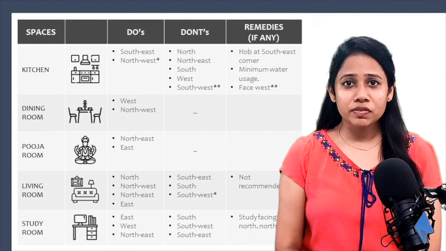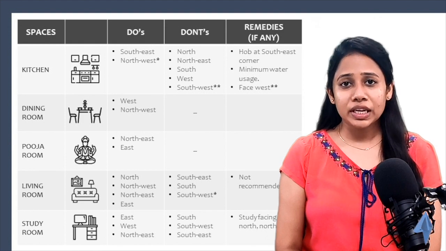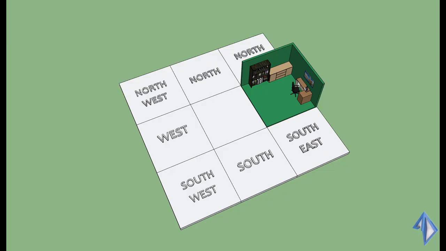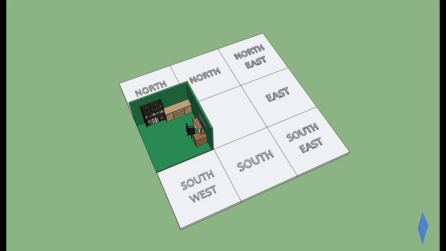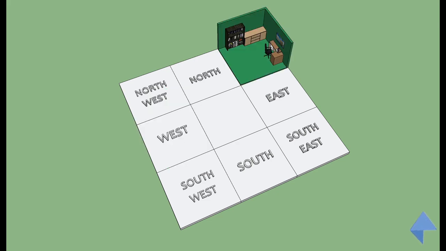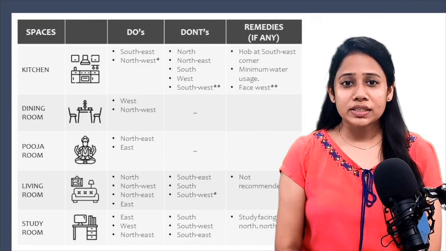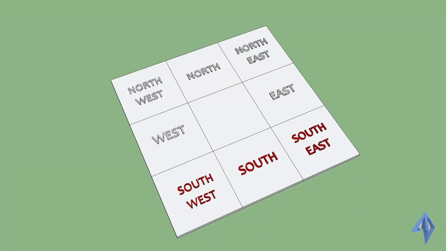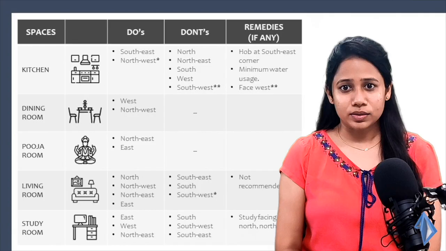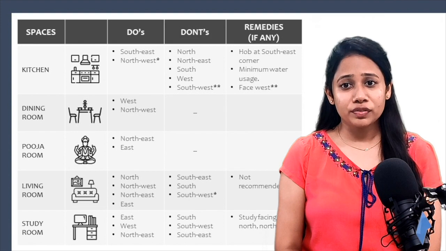The next space we will see is study room. You can place your study room in east direction, west direction and northeast direction. You should avoid placing your study room in south, southwest and southeast. It is beneficial if you study facing east, north or northeast.